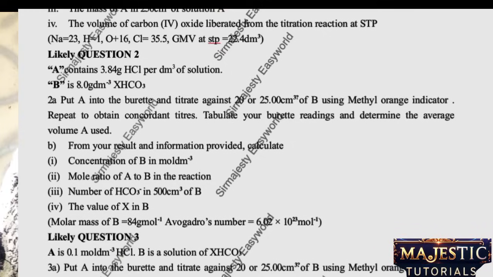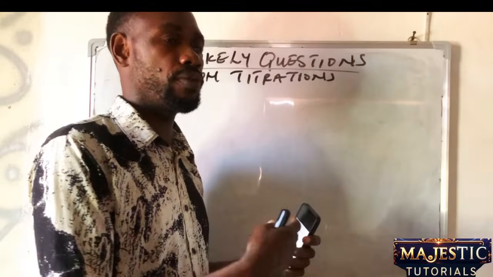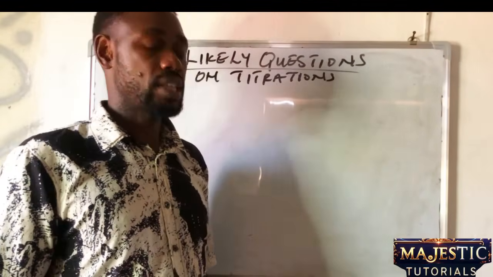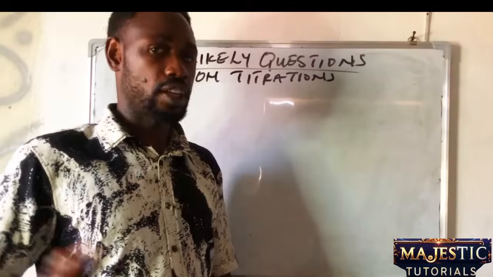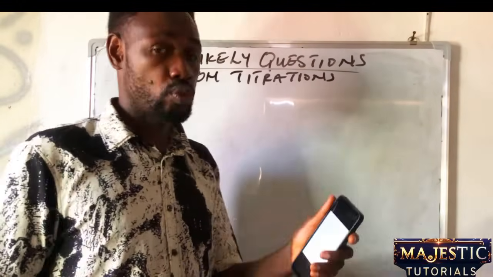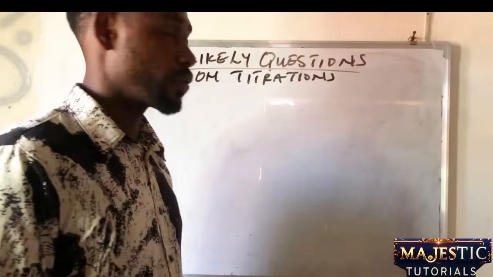Then being able to calculate the number of moles of hydrogen ion, the number of moles of salt, the number of carbon dioxide used, the molarity, the dilution laws. So these are the things. So the question is carefully crafted to cover the majority of the expected fields. So in this year's WAEC, we'll be expecting these calculations.